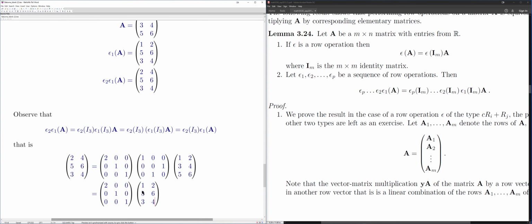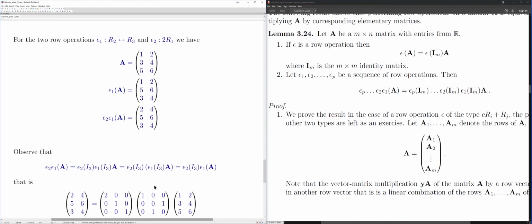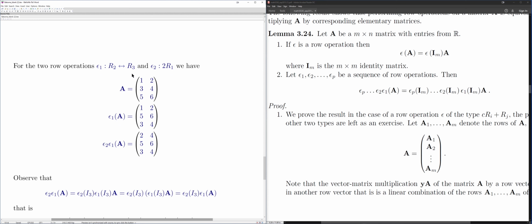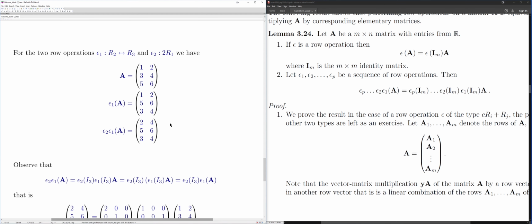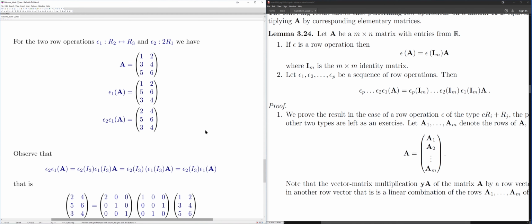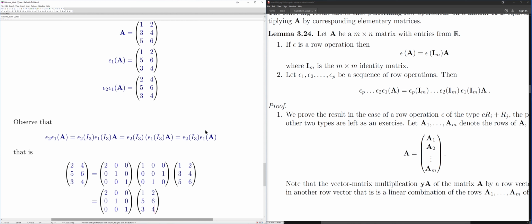Right, okay, so I inserted an extra line of working over here. Hopefully this should be easier to see, right? So I have matrix A over here, right? And I'm going to be applying two row operations, epsilon 1 and epsilon 2, in that order, right? Epsilon 1 is when you switch the bottom two rows, and epsilon 2 is when you multiply your first row by 2, right?